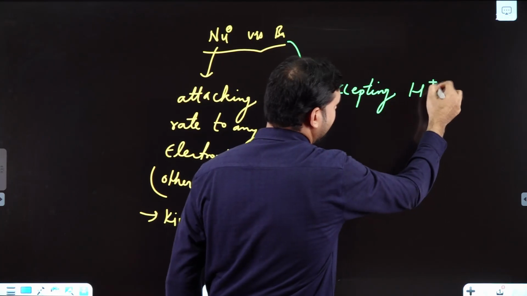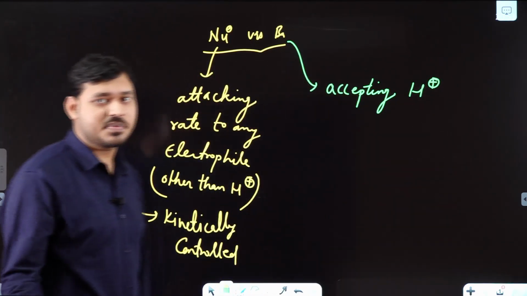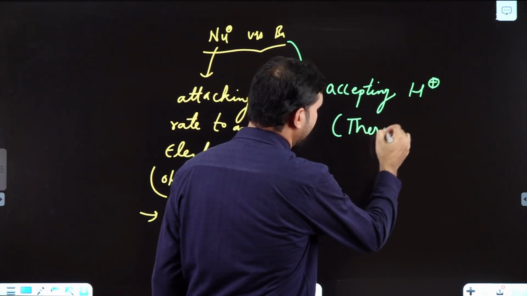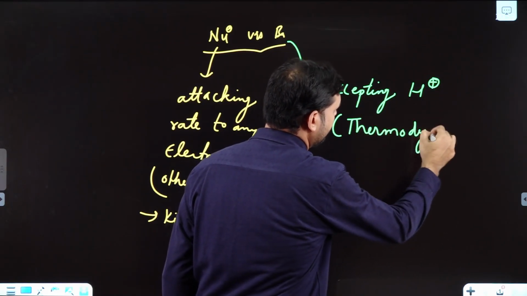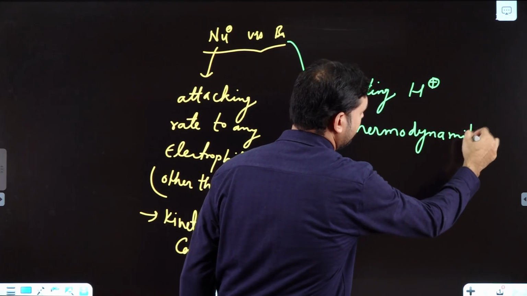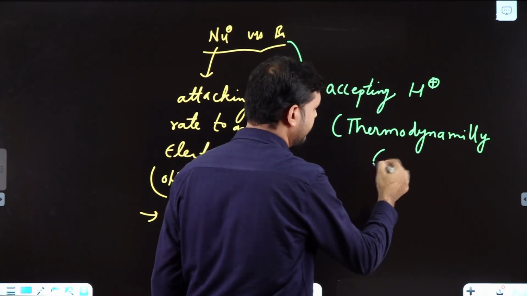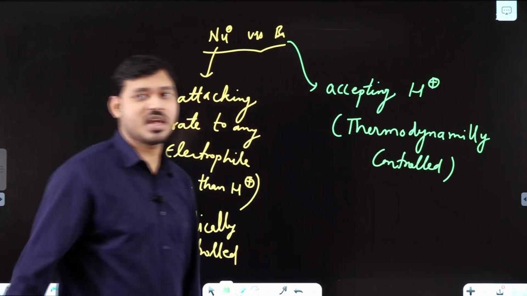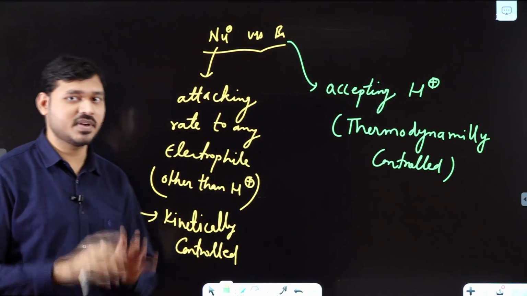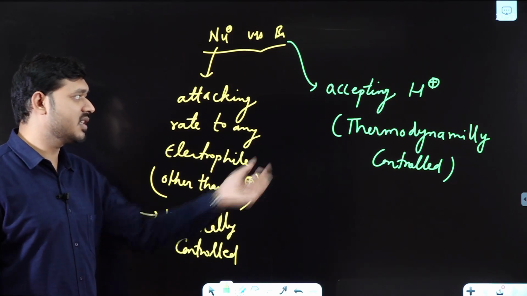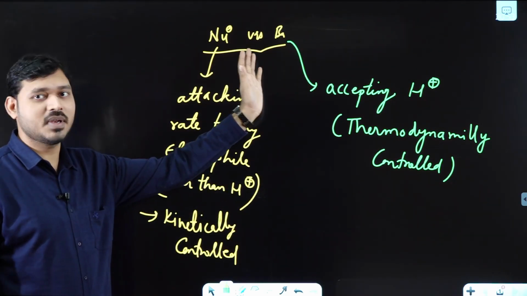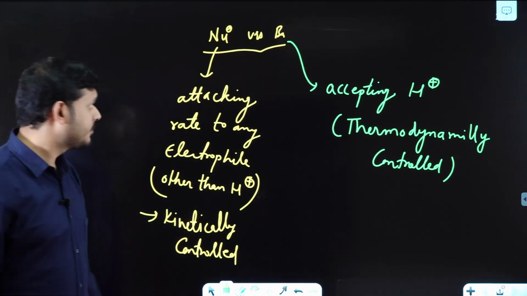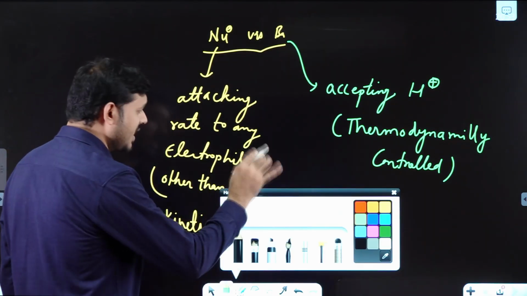accepting H+. They accept H+. So it is a thermodynamic phenomenon. It is thermodynamically controlled. It is a major difference. Nucleophilicity is about rate, basicity is a thermodynamic phenomenon. Basicity is simply accepting H+. Clear to all? Now, why am I telling this?